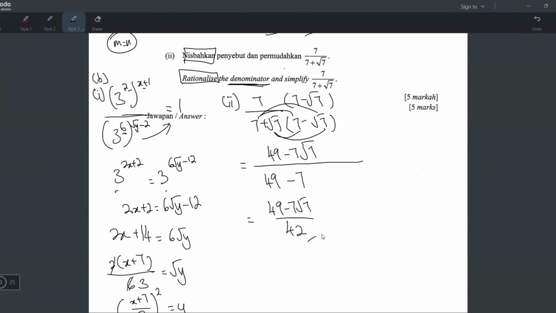And I think that's it. Yeah, there's nothing else I can do already. So I have successfully rationalized the denominator. I have successfully gotten rid of the square root at the bottom. Now the bottom has no square root already. So it's finished. That's all.